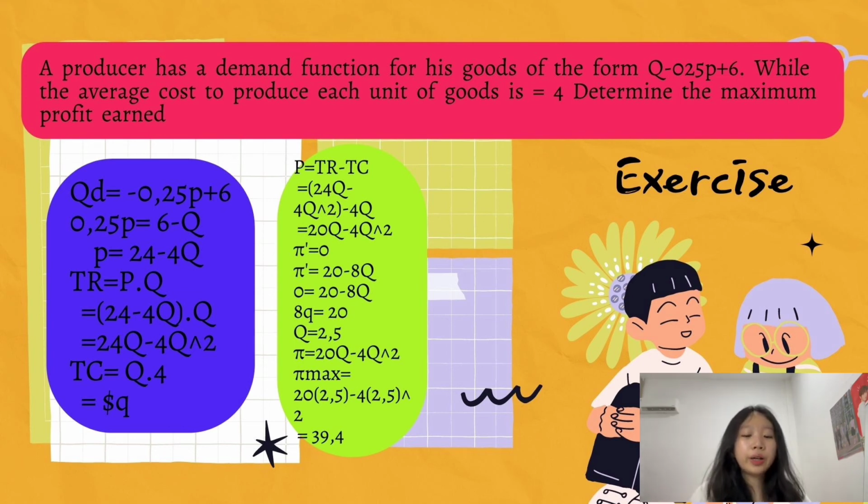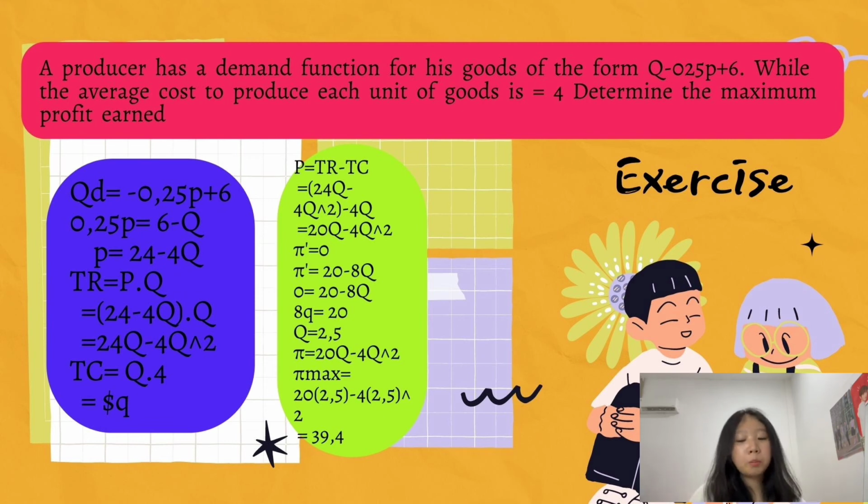So we already found the profit. So we're going to find the derivative of the equation from the profit. It was 20 minus 8Q, which, don't forget, the FX accent was 0, so it remains Q equals 2.5. For the P, don't forget, it was 20Q minus 4Q power of 2.